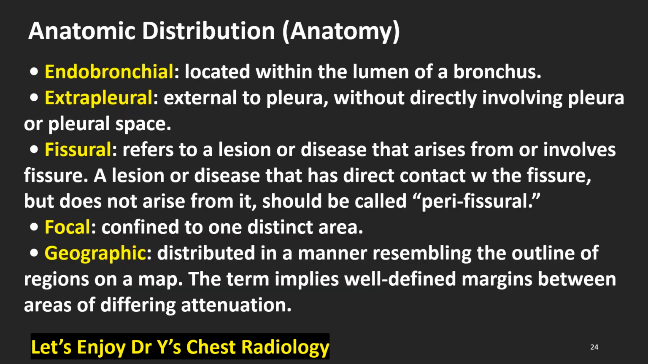Anatomic distribution. Endobronchial: located within the lumen of a bronchus. Extrapleural: external to the pleura without directly involving the pleura or pleural space. Fissural: refers to a lesion or disease that arises from or involves a fissure. A lesion or disease that has direct contact with the fissure but does not arise from it should be called perifissural. Focal: confined to one distinct area.